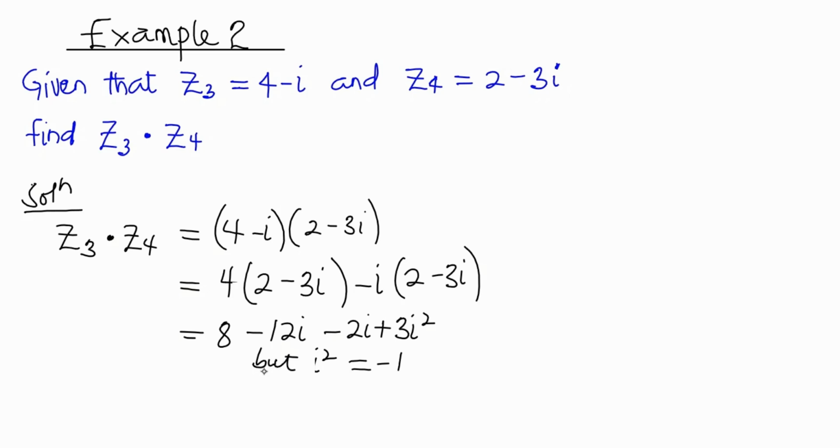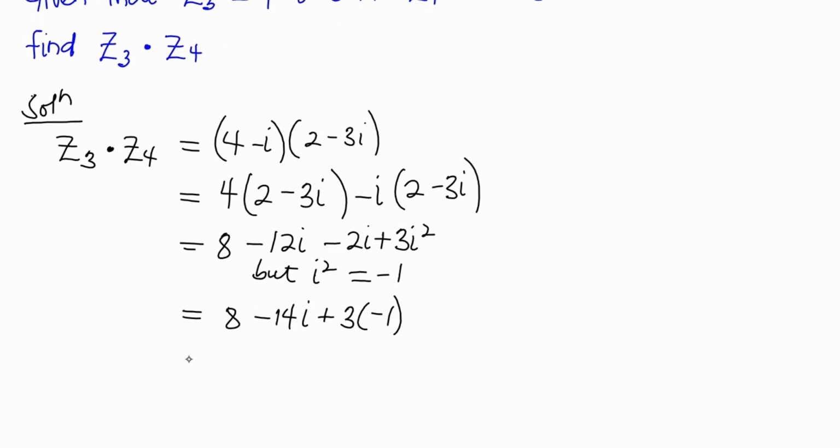Now we know that for every i squared, its value is minus 1. So we substitute, which means we have 8, minus 12i minus 2i gives us minus 14i, and here we have 3 which multiplies minus 1. So we have 8 minus 3 minus 14i, which gives us 5, and we have our minus 14i. So this is how we solve z3 times z4.